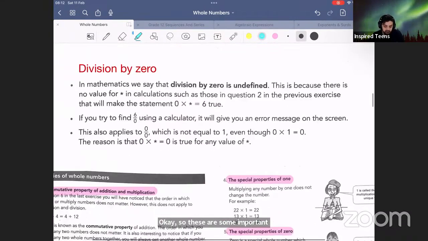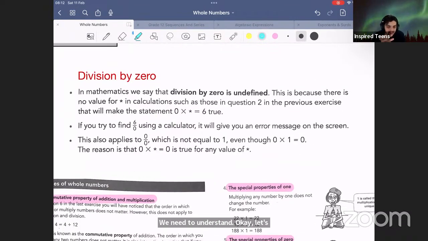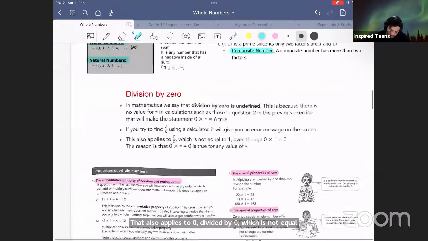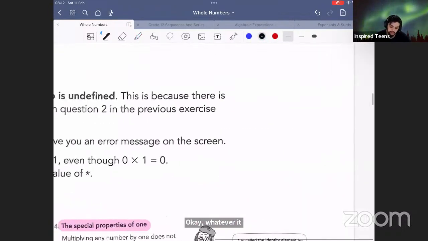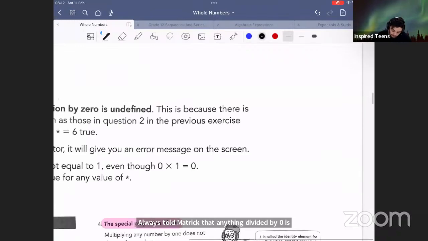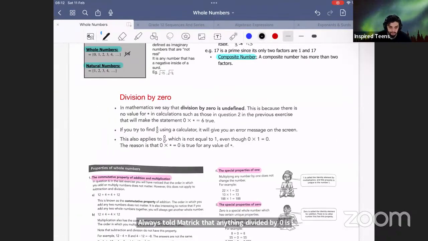Let's discuss division by 0. In mathematics, we say that division by 0 is undefined. This is because there is no value for that in calculators, such as those in the previous exercise. If you try to find 6 divided by 0 using a calculator, it will give you an error message on the screen. This also applies to 0 divided by 0, which is not equal to 1, even though 0 times 1 is 0. We just need to remember always till matric that anything divided by 0 is undefined. That's the main thing. No need to get more into that.